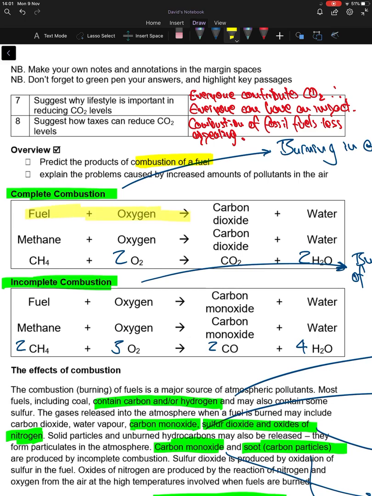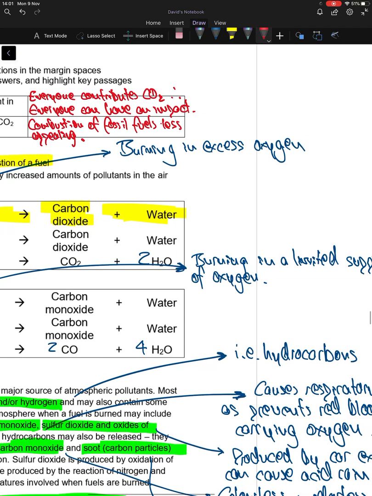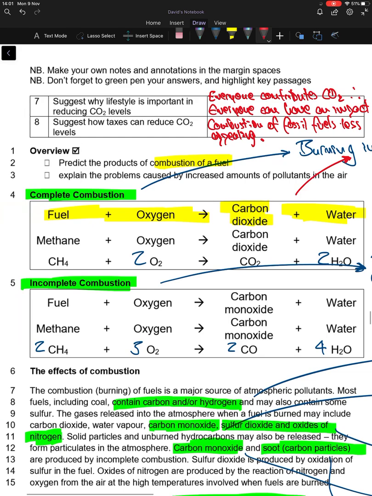Is that a fuel plus oxygen, when it's complete combustion, gives you carbon dioxide and water. Now the reason why that is because complete combustion is burning in excess oxygen, or where there is enough oxygen, so that the oxygen combined with carbon that's contained in the fuel to form carbon dioxide. You see a balanced example equation at the bottom there.